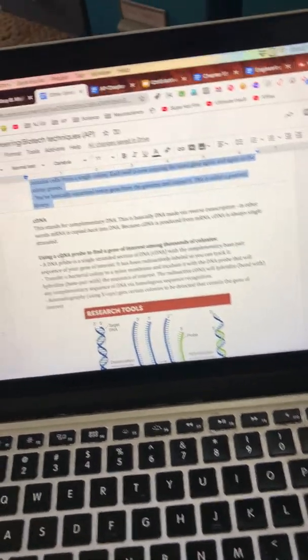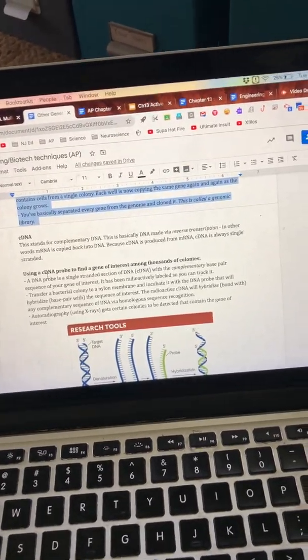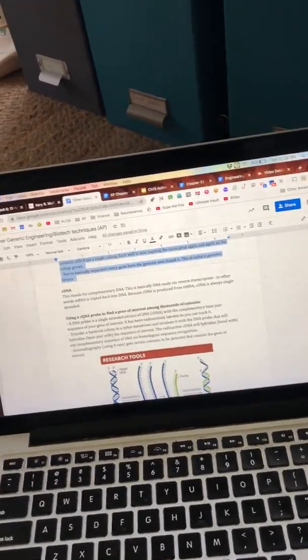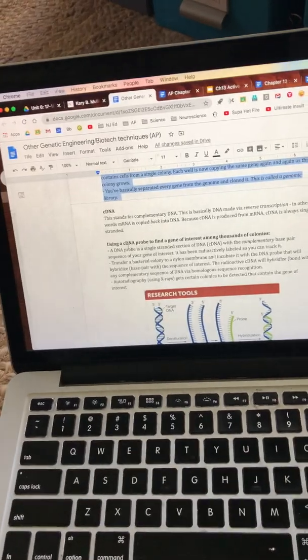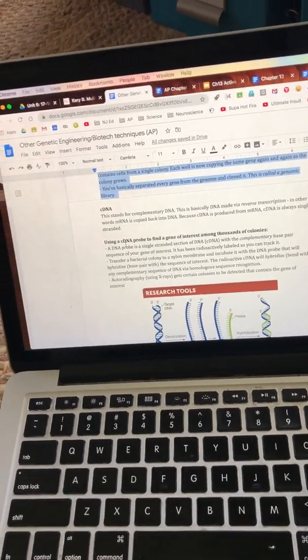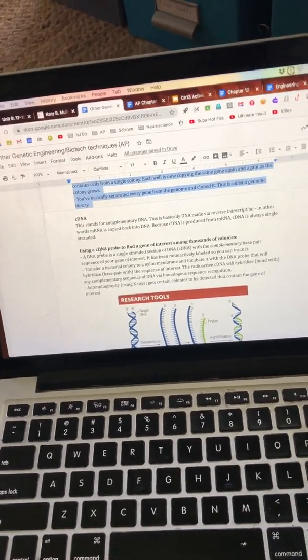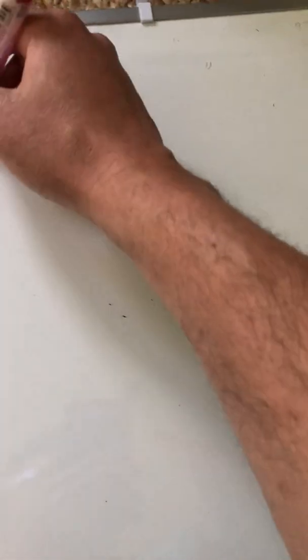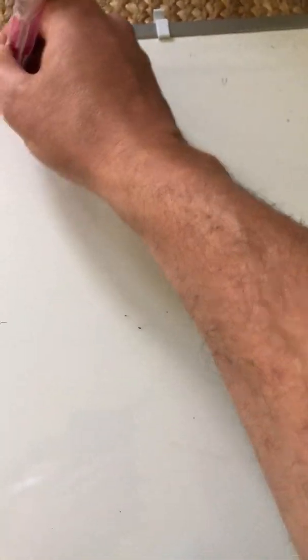So what I want to say about this is, remember that DNA, of course, is double-stranded, and eukaryotic DNA will have introns in it. So one way to remove introns is to make cDNA. So I want to talk about this a little bit. We got this idea from retroviruses, right? A retrovirus is a virus.